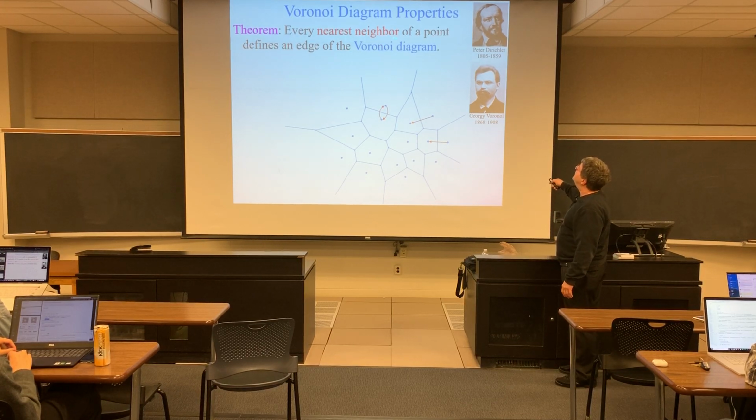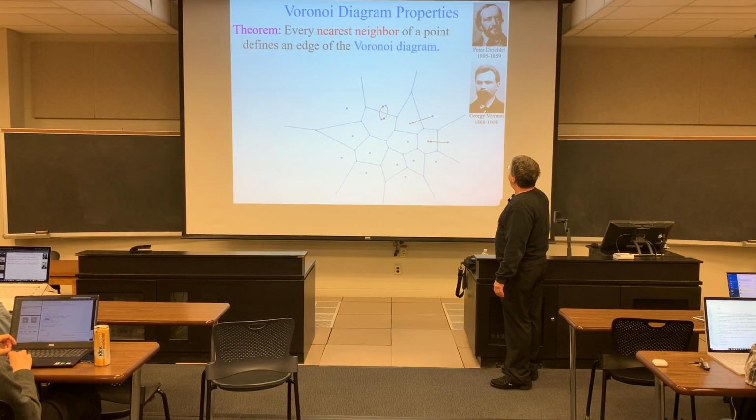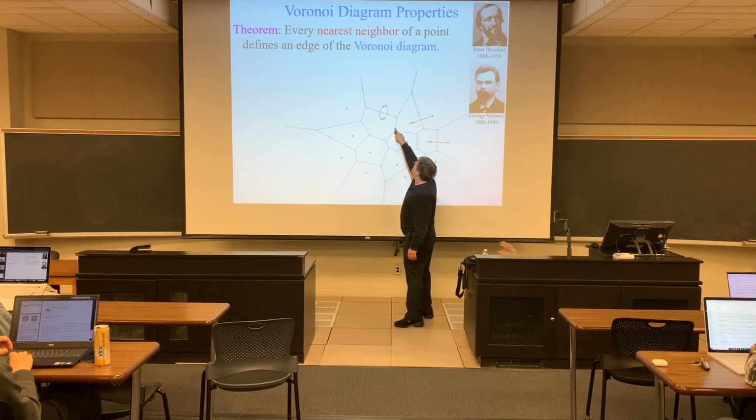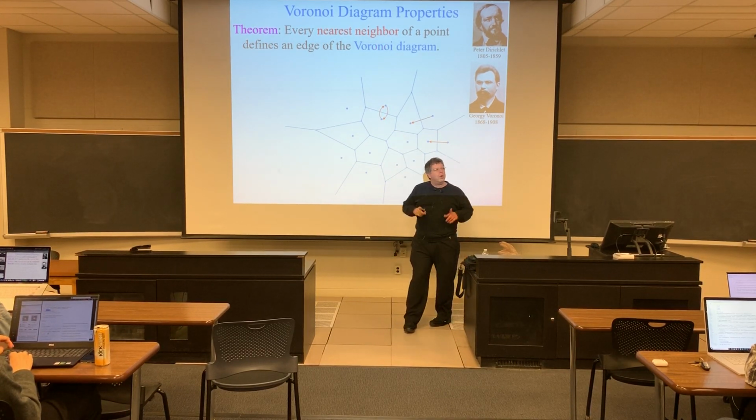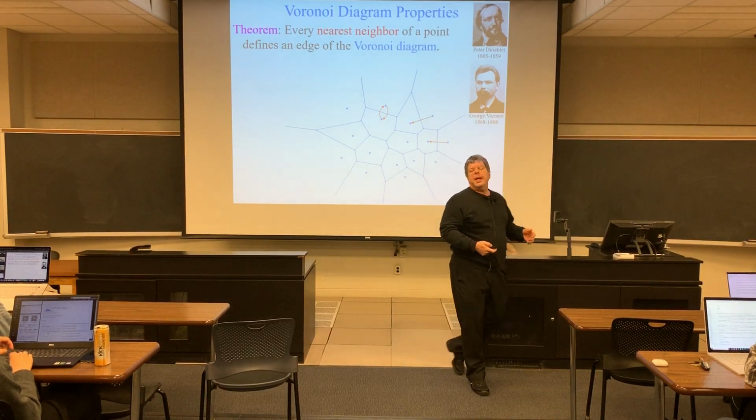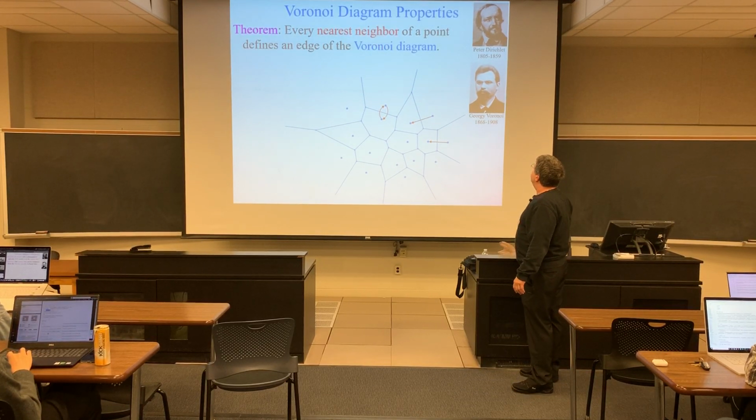Every nearest neighbor in the Voronoi diagram defines an edge. So if you ask, what's the nearest neighbor to this point? This point has its nearest neighbor being this one, so you draw the arrow there. This one has its nearest neighbor being this one here, so you draw that edge. These two have their nearest neighbors being each other, so you draw the two red lines. If you draw red lines for every point to its nearest neighbor, the closest point to it, all those red lines will define Voronoi diagram edges.